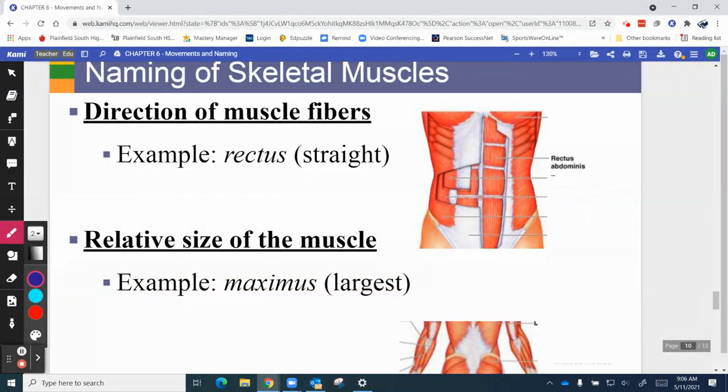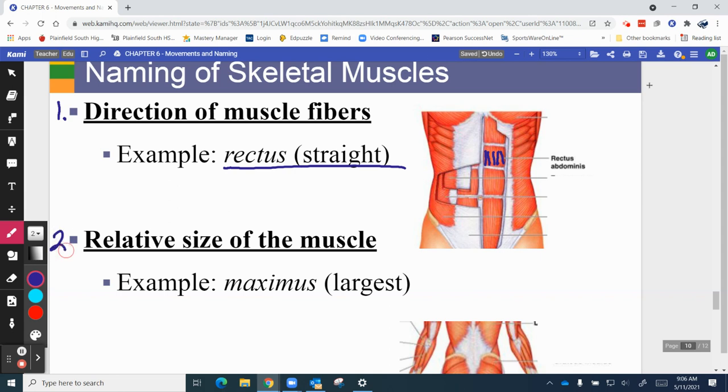Naming a muscle tissue, there's a couple different ways that we do this. So the first one is what's referred to as the direction of the fibers. All right, so in this example we have here, this is what's called rectus. These are straight muscles. So you can see the fibers run straight up and down here. That's the rectus abdominis.